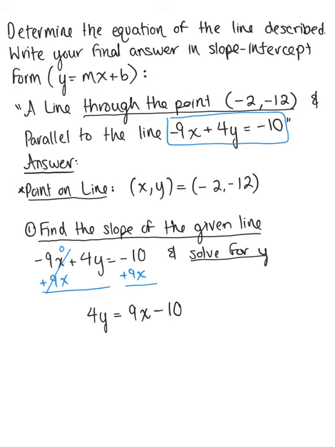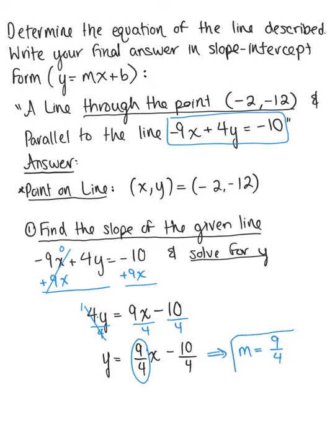And then to isolate y, we see that we have 4 times y. So we'll divide both sides of this equation by 4, each part by 4. So we see 4 divided by 4 leaves us with 1. And simplifying, we have y = 9/4 x - 10/4. So we can now see that the slope of this given line is 9/4. So we're going to use this slope to find the slope of our new line.